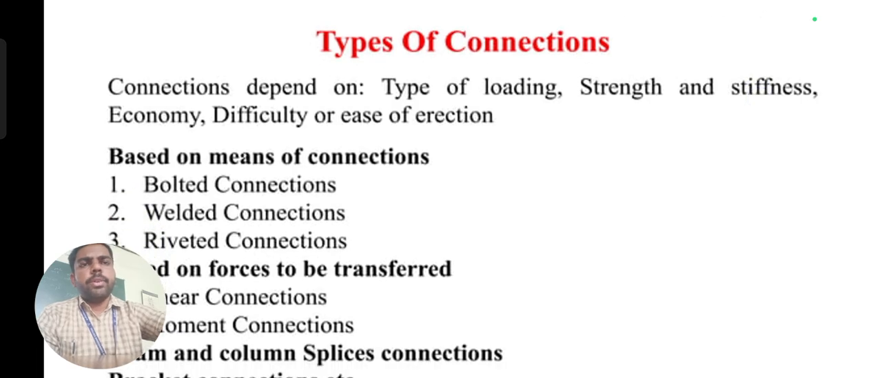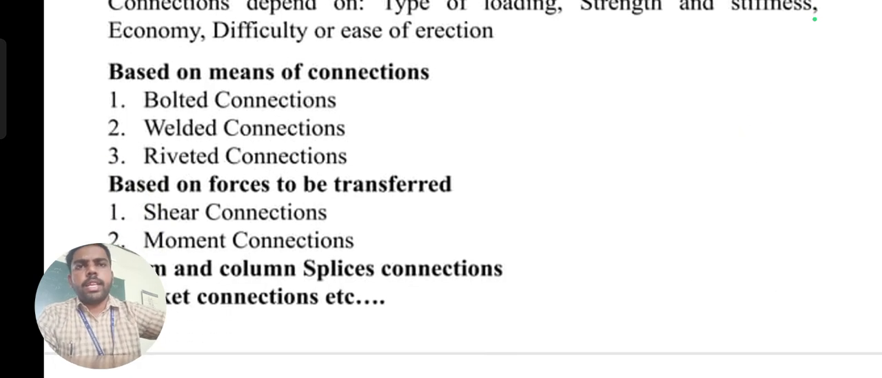And coming to types of connections, they depend upon the type of loading, strength and stiffness, economy, difficulty and ease of erection. All these depend upon the connections. Based upon the connections, there are three types of connections generally preferred in the present scenario. The first one is bolted connections, the second one is welded connections, and the third one is riveted connections.